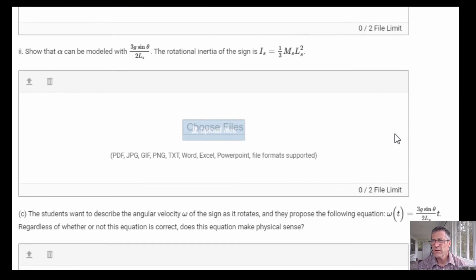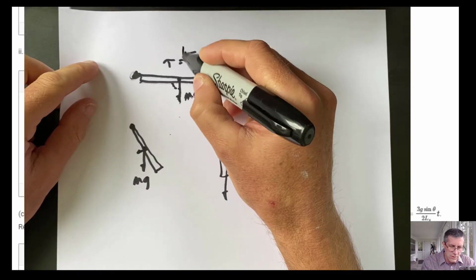Part 2, show that angular acceleration alpha can be modeled with this expression. The rotational inertia of the sign is 1/3 ml squared. Okay, super. So math. Now we're just going to go through it, and they've given us the answer, so we're going to figure this out. I'm going to use this equation.